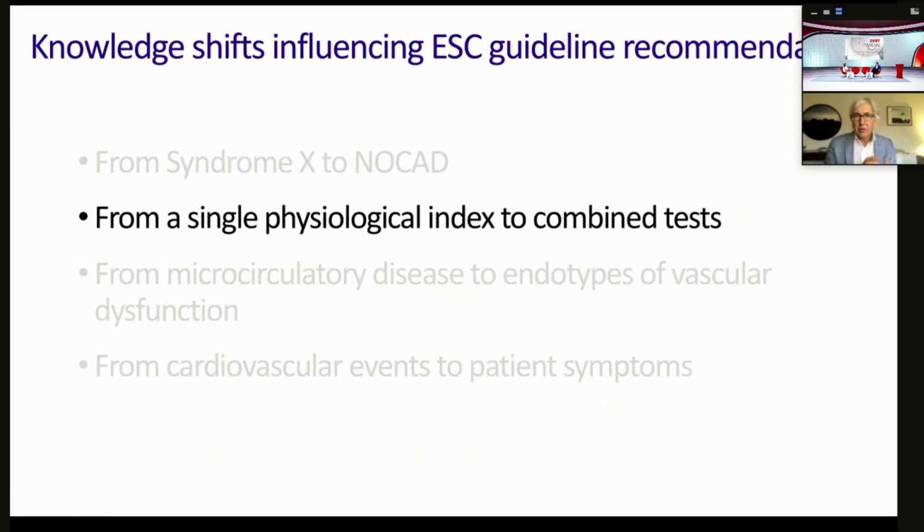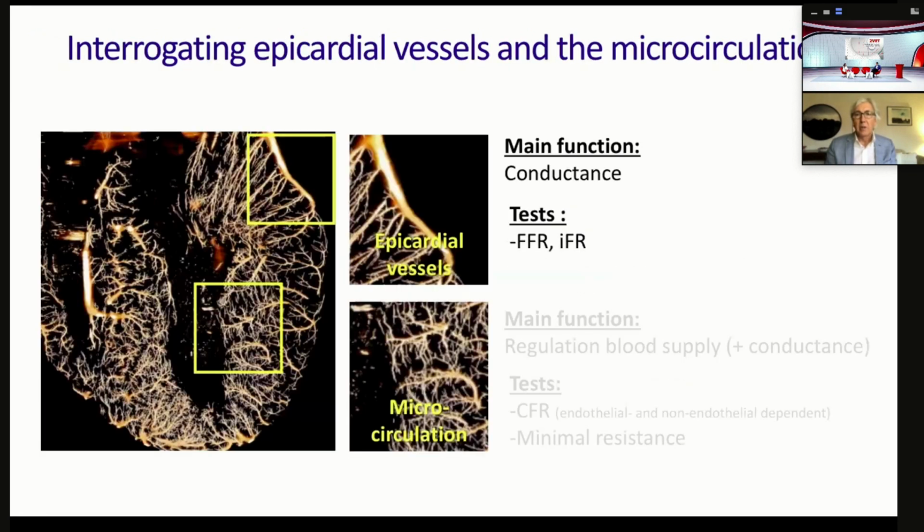The other shift of knowledge that has taken place is that we move from trying to have a good physiological index, you call it coronary flow reserve, or you call it index of microcirculatory resistance, to combine tests. And to understand this, I think that we should remember that the reason because we use FFR or iFR in the epicardial vessels is because the main function of these epicardial vessels is conductance and distribution of blood to different regions of the heart. And for that reason, FFR or iFR, which are conductance indexes, can be used very nicely.